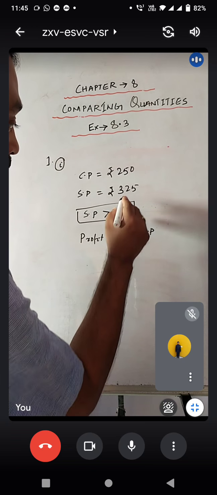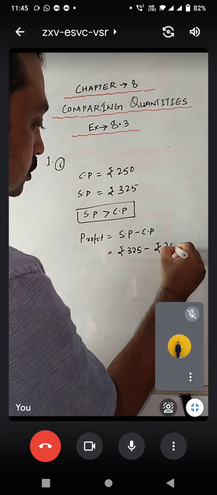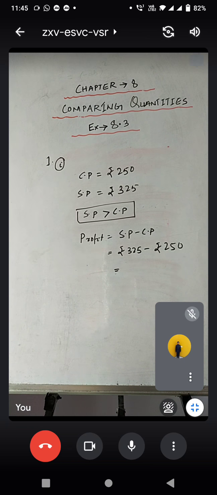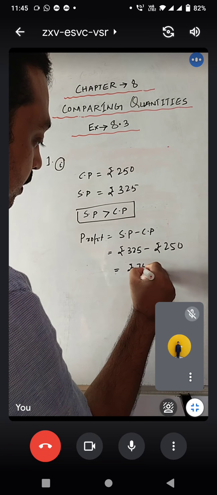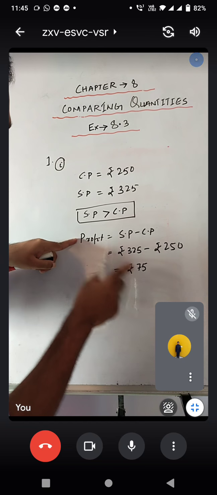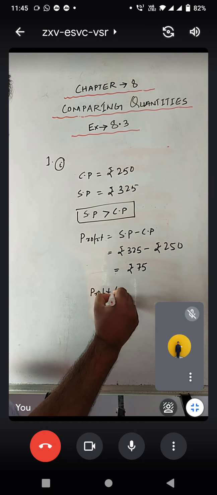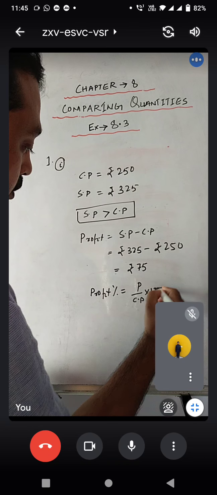So SP is equal to 325 minus rupees 250. So the difference of 325 minus 250 is rupees 75. Now that we know the value of profit, we can easily find out the profit percent. The formula of profit percent is profit by CP into 100.